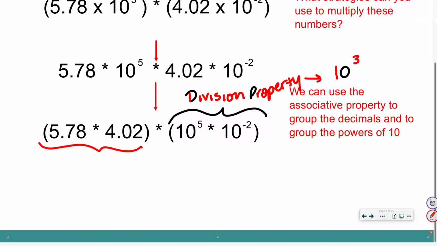The division property of exponents you learned a couple weeks ago. I'm sorry, this is not division, so I apologize. Not really sure where my mind is. That's the product property from multiplying. My bad. If we multiply numbers with the same base, we can add our exponents. That's something we learned about 2 weeks ago.